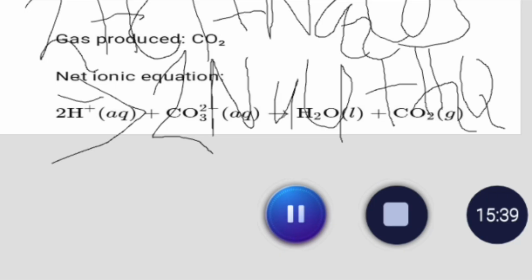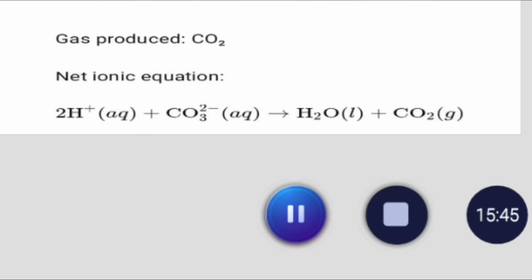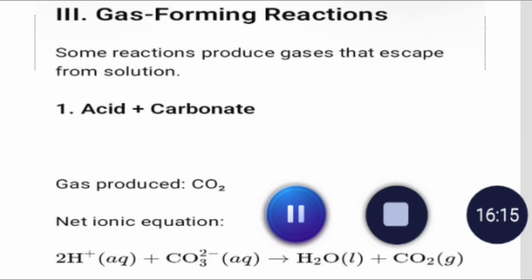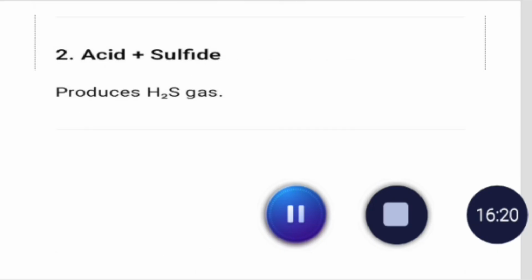In this example, we went direct to the net ionic equation. So how is a gas formed? For example, two hydrogen ions combine with carbonate ion to produce water and carbon dioxide. So when you're talking about neutralization reaction, the first one we talked of was acid plus base. Here we are talking about acid plus carbonate. The last one is acid plus sulfide. When we are talking about acid plus sulfide, a gas is going to be produced also, which is H2S gas.